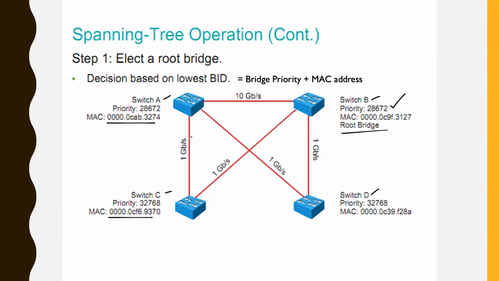If priority is the same on multiple switches, for example, switch A and switch B have the same priority, then the second thing to compare will be the MAC address. In the MAC address, you see this is 0CAB and this is 0C9F. Which one is the lower one? 9 is less than A, because A in decimal becomes 10. So that's why switch B will become your root bridge. All the 3 ports on this root bridge will be designated ports.